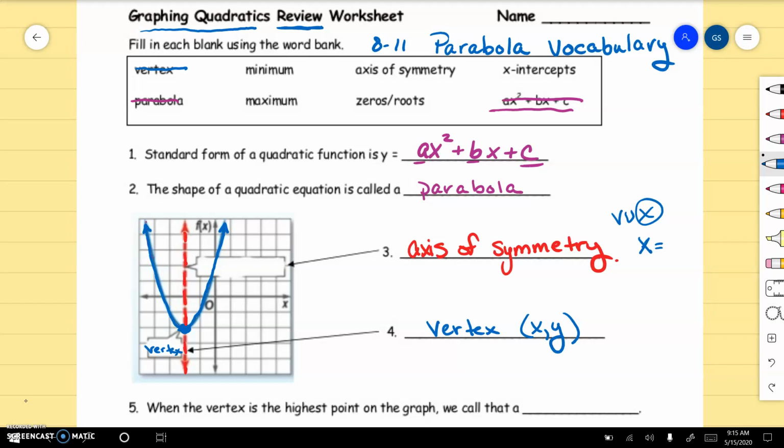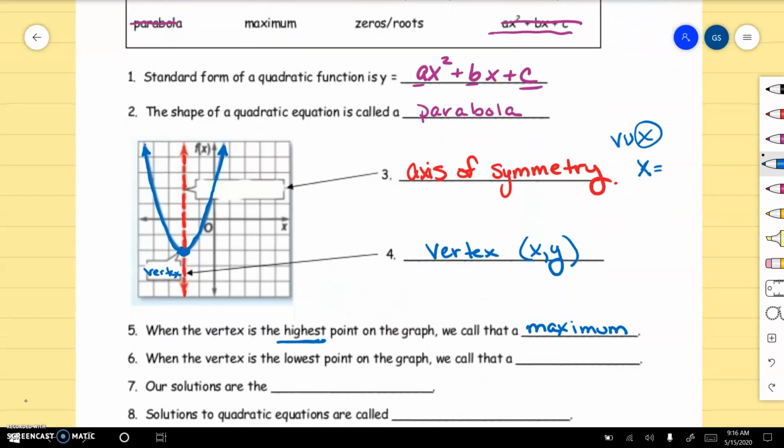All right, so when the vertex is the highest point on the graph, look at your choices here. It's going to be called a maximum. It's the highest point. So we're going to call it a maximum. Okay, so that's the highest point on the graph. Number 6, the vertex is the lowest point on the graph. We call that the minimum. And you'll hear a lot of people call it the max and the min.